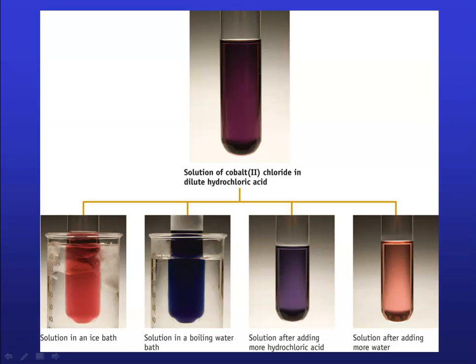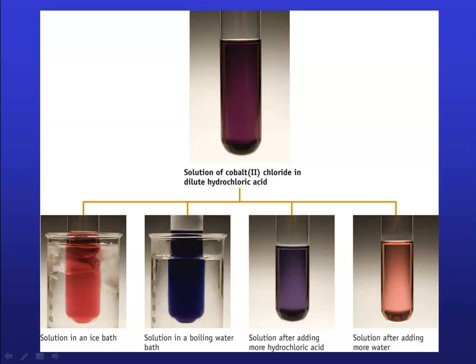All right, so this video is going to start our discussion of equilibrium. What you have here is a solution of cobalt(II) chloride that is acidified. Hydrochloric acid has been added to it. You can see that it's a purplish color. And when it is placed in different temperatures, we see the color of that solution change. It went from purple to more of a pinkish, and then when it went into hot water, became more bluish.